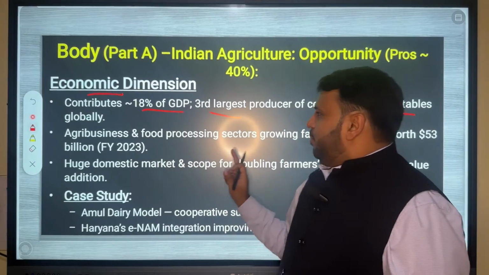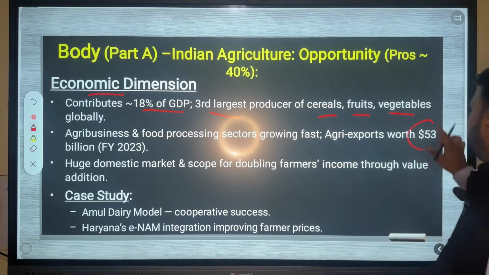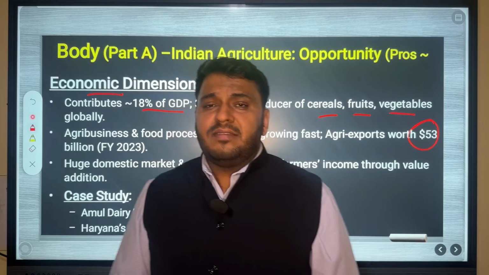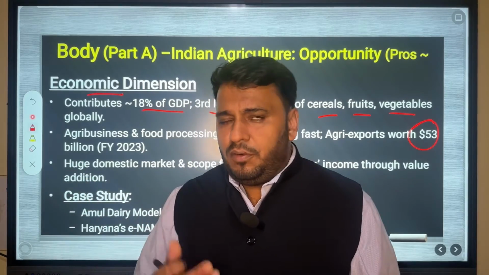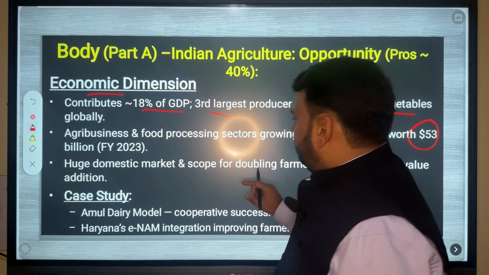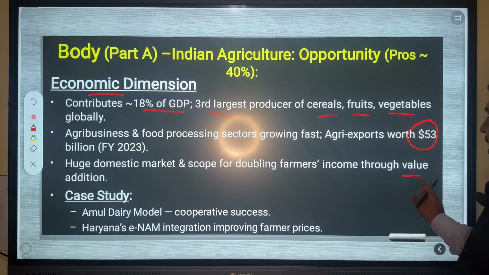Agri business and food processing sectors have grown fast. Agri exports worth 53 billion were seen in the year 2023. This figure has even increased in the year 2024 if we go through the recent data. A huge domestic market and scope for doubling farmers' income through value addition still exists.